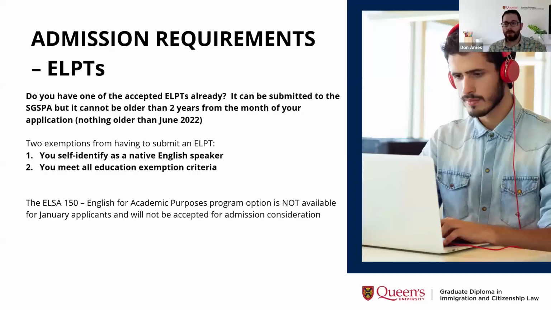The ESLA 150 program, which is our English for Academic Purposes program available through our School of English, is not available for January applicants, so we will not be covering that in this presentation. If you require that pathway, you'll have to consider our September 2025 application, which will open sometime in mid-January of next year. We're only going to be covering the 2 exemptions that are left, which is that you self-identify as a native English speaker or you meet all of the education exemption criteria.